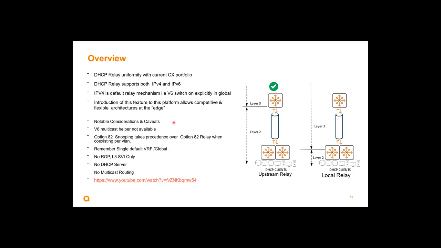Some notable caveats and configurations: V6 multicast helper is not available, but V6 relay is, with unicast. Option 82 is for identity and protection. Snooping takes precedence over Option 82 relay when they coexist on the same VLAN. Remember, only the single default VRF is available. There is no layer three routing on a port; it's all SVIs. Remember, no DHCP server and no multicast routing as well. Again, please refer to the ABC networking 6200 DHCP relay video if you want more details around the operation.